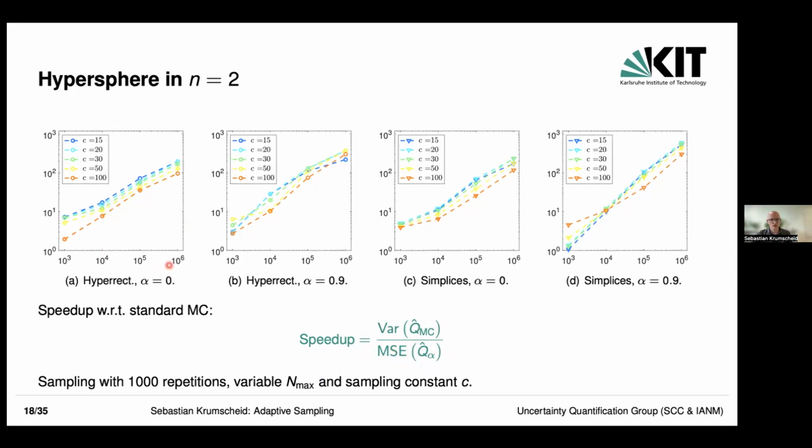So that's our total budget, and for different values of this coefficient C of how many more samples we're adding between batches. And I'm not going to discuss much the different values of C, but let's say for this and then these two pictures are for different values of alpha for the hyperrectangular stratification, and the other guys are for simplices. And what you see is that, I mean, they do fairly well, so we get some speed ups.